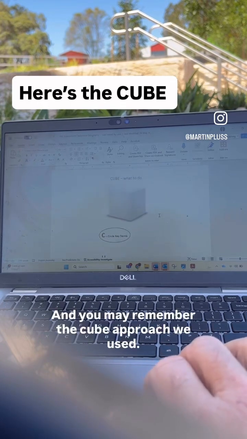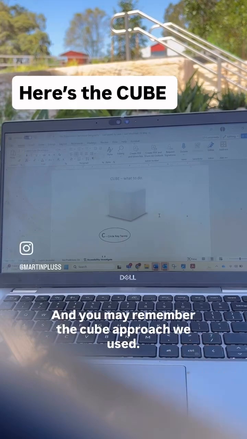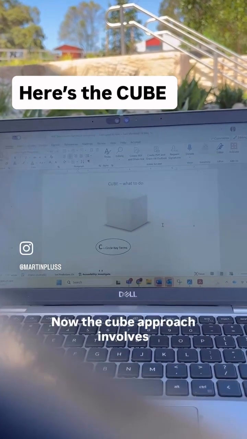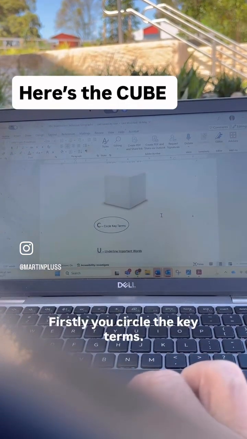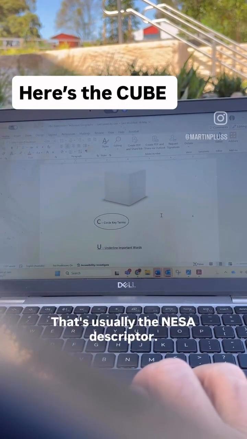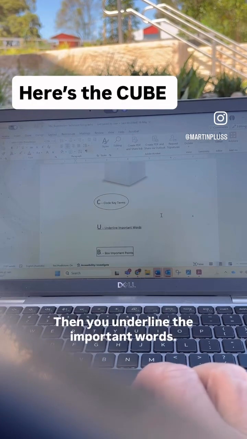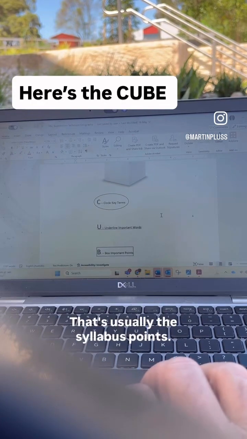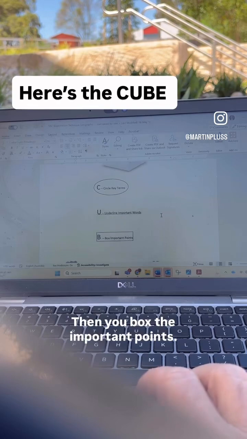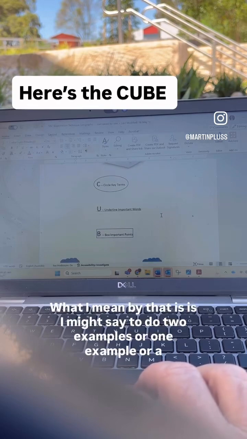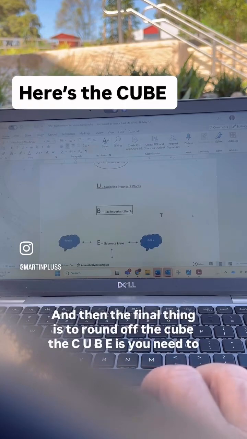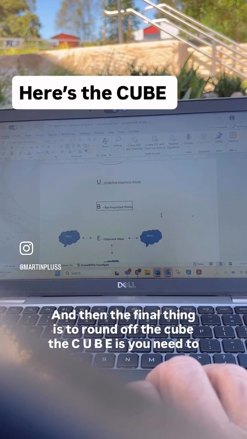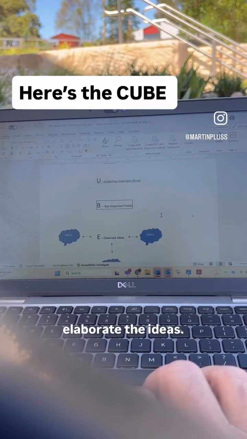And you may remember the cube approach we used. Now the cube approach involves doing a couple of things. Firstly, you circle the key terms. That's usually the NESA descriptor. Then you underline the important words. That's usually the syllabus points. Then you box the important points. What I mean by that is you might say to do 2 examples or 1 example or a case study or something like that. And then the final thing, to round off the cube, is you need to elaborate the ideas.